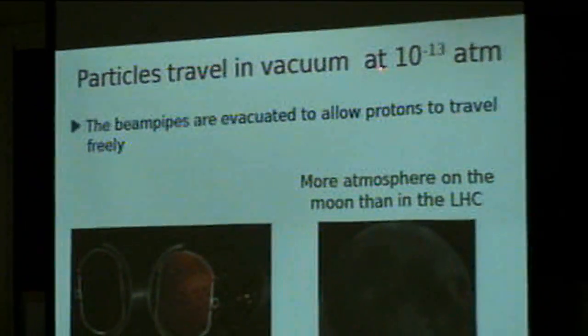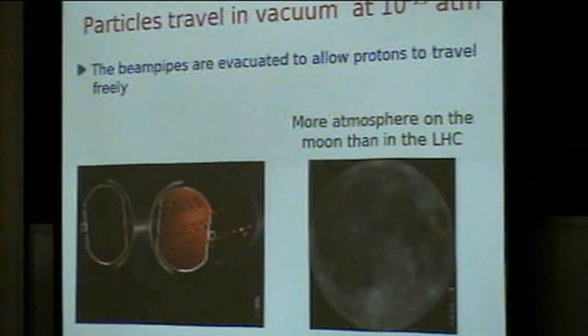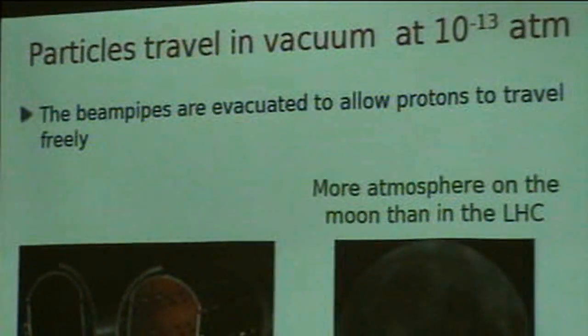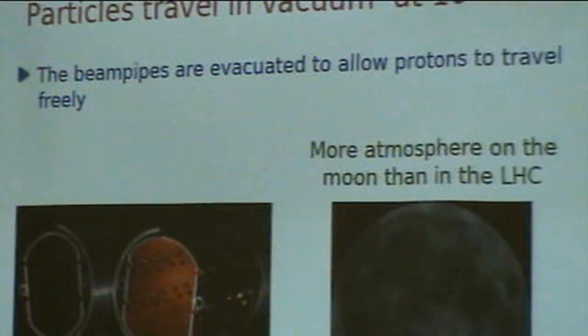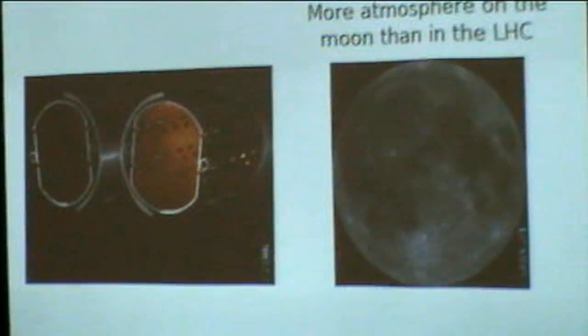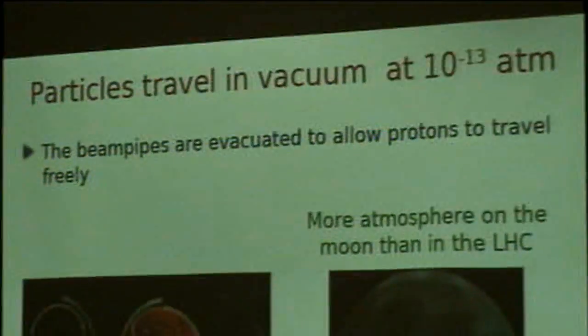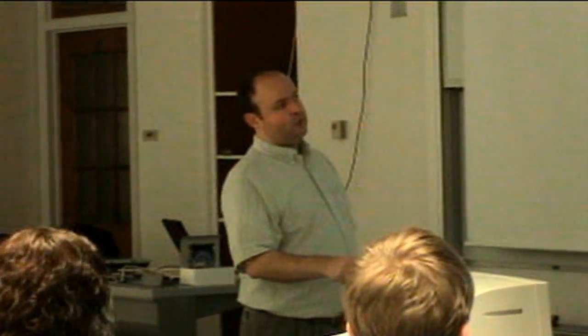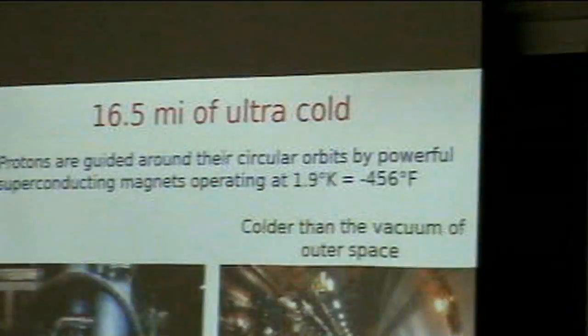Also, these beam pipes have to be evacuated so that these protons, as they're traveling, don't hit any air atoms, basically. Okay? So we want to really focus them and not allow them to scatter around. So this is 10 to the minus 13 atmosphere, a factor of 13 orders of magnitude less than what we have here right now. And you actually have to go a little bit beyond the moon to get that type of vacuum. Okay? So ultra vacuum. And also ultra cold.